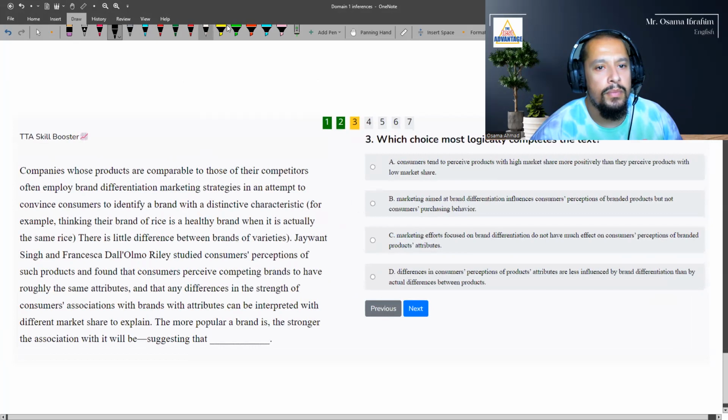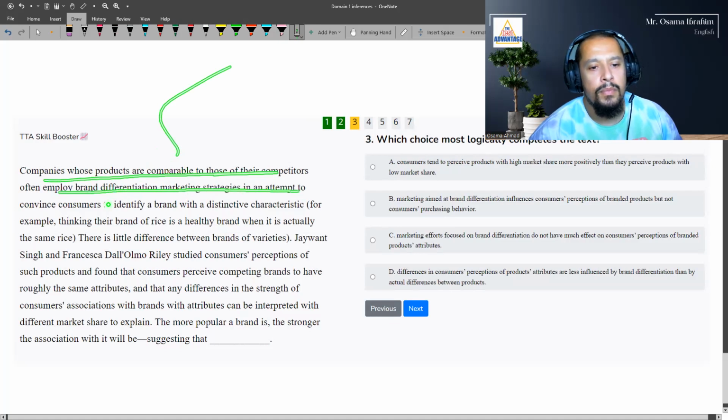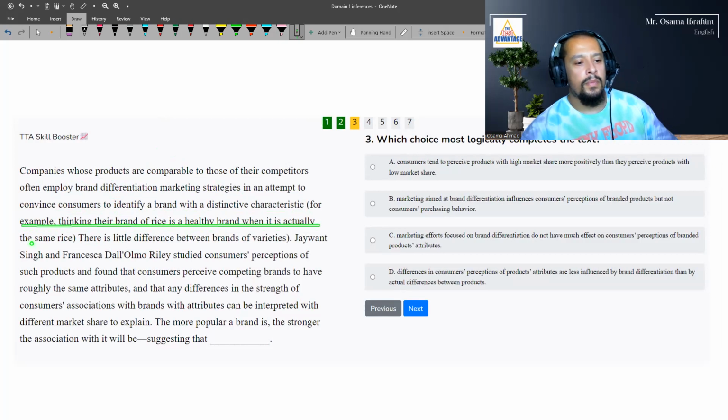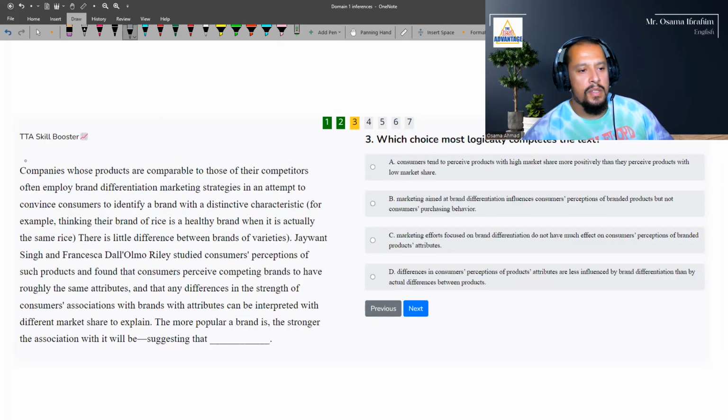Companies whose products are comparable to those of their competitors often employ brand differentiation marketing strategies in an attempt to convince consumers to identify a brand with a distinctive character. For example, thinking their brand of fried rice is a healthy brand when it is actually the same rice. Okay, stop right there. Idea number one. What is it about?